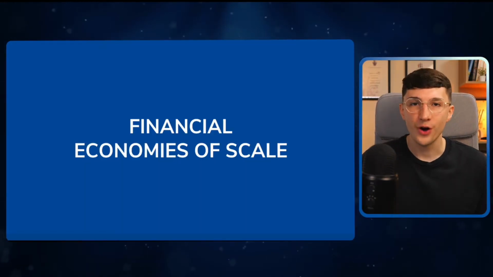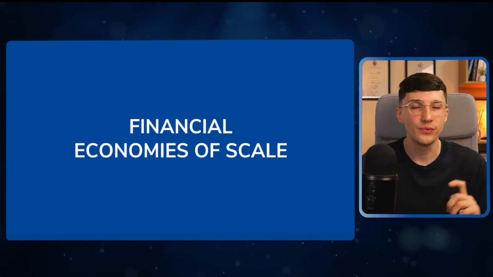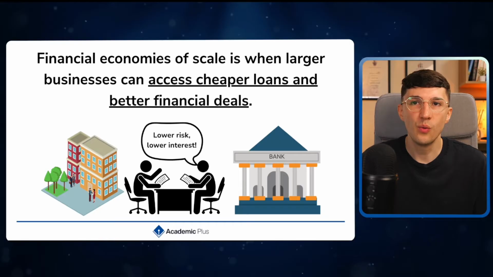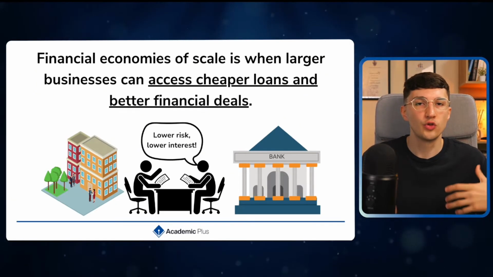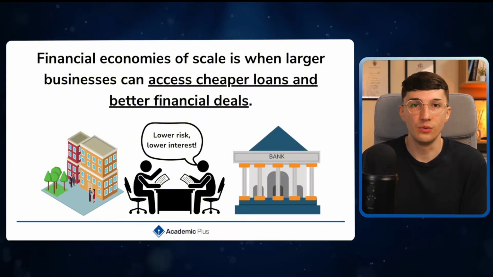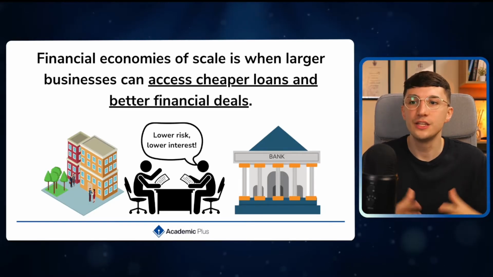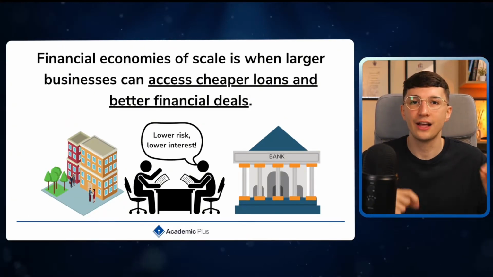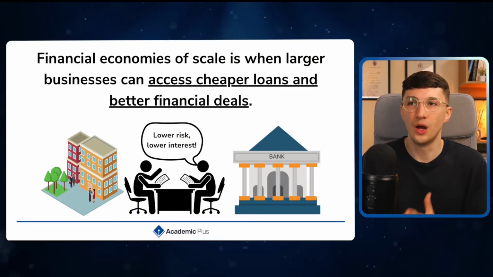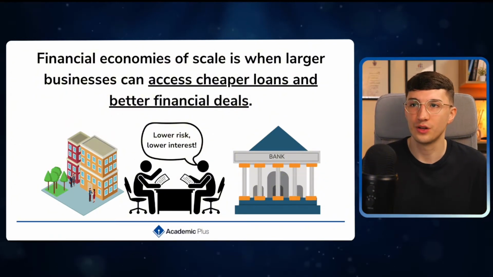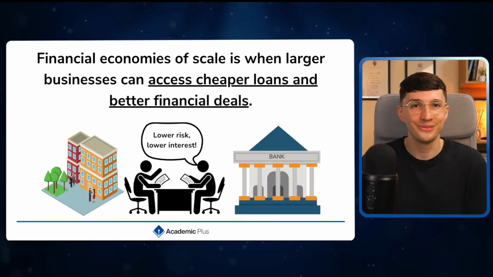And finally, we've also got financial economies of scale. We spoke about this a little bit earlier on in Unit 5 without you probably realising. What we mean by financial economies of scale is essentially when these larger businesses try to raise finance, specifically through a bank loan, they can do so at lower interest rates. The reason is that banks perceive these larger businesses as lower risk, so they charge them a lower interest rate. So financial economies of scale is when larger businesses can access cheaper loans and better financial deals.